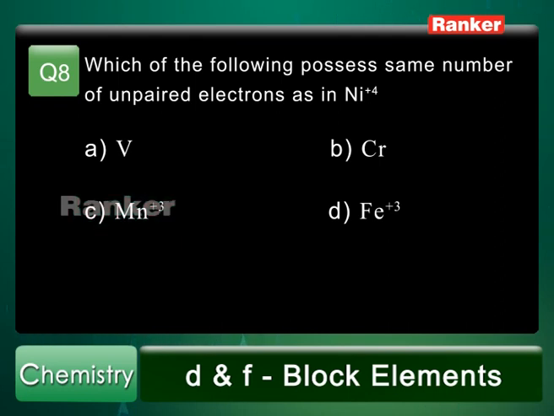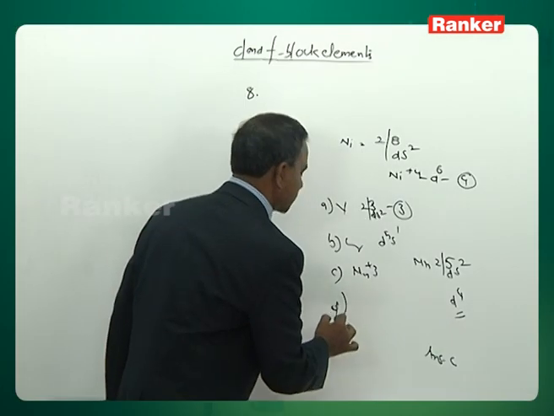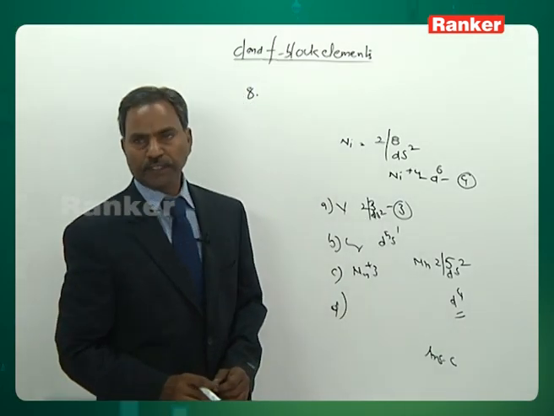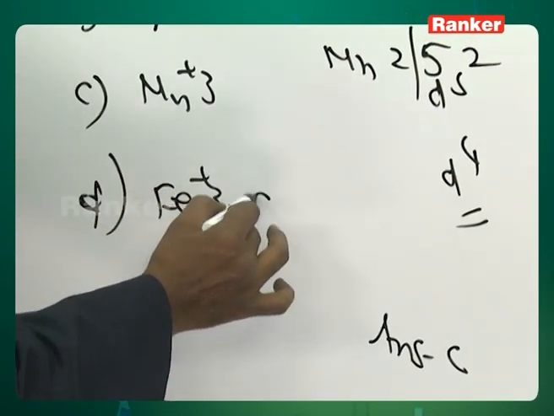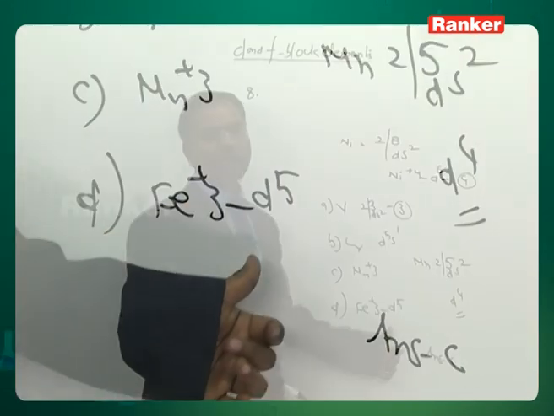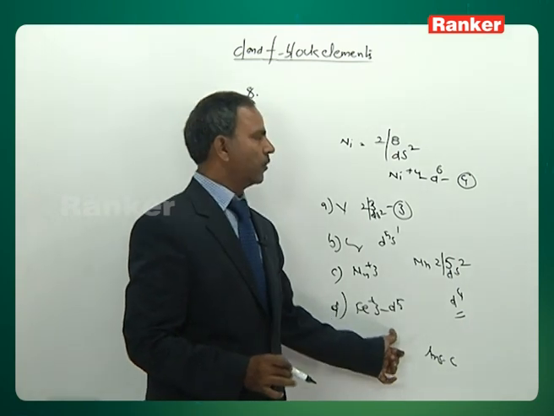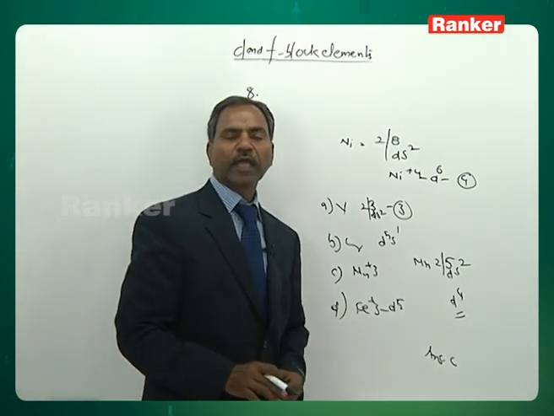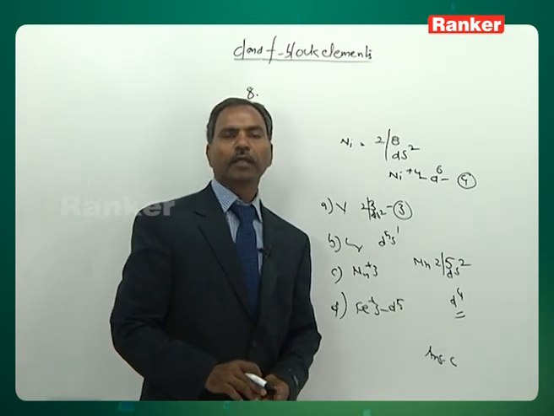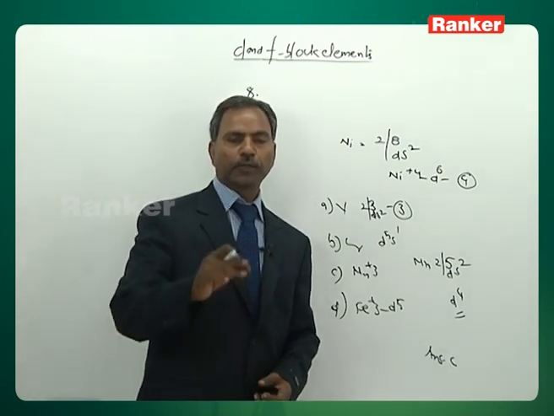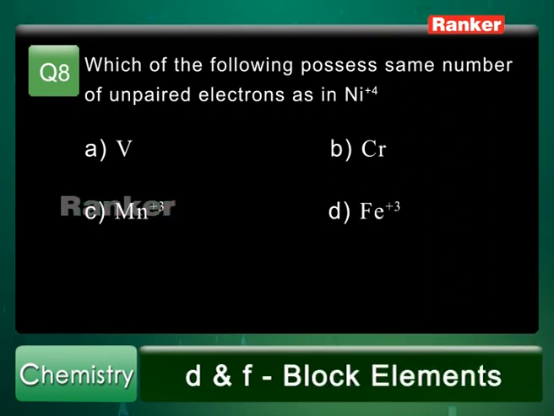Option C is the answer. But let us check option D also. Fe+3 means d5 configuration, carrying 5 unpaired electrons. So Ni+4 carries 4 unpaired electrons, and Mn+3 carries 4 unpaired electrons. So for this 8th question, option C is the correct answer.